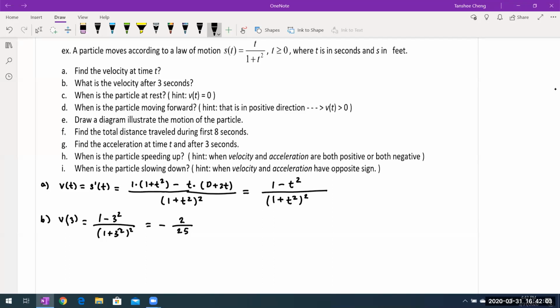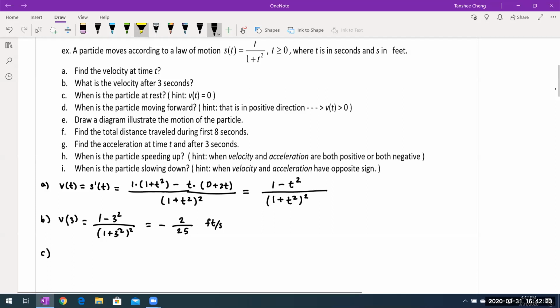Okay, after you simplify it, this is basically feet per second, right? And part C basically asks you to find out when the particle is at rest. So it's asking for what time the particle is not moving.